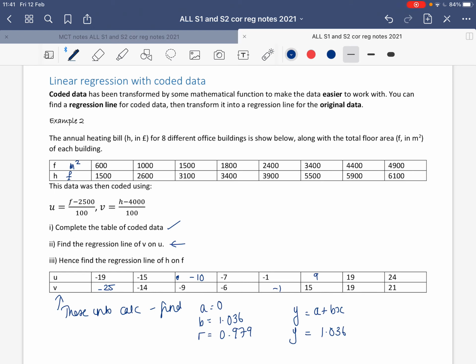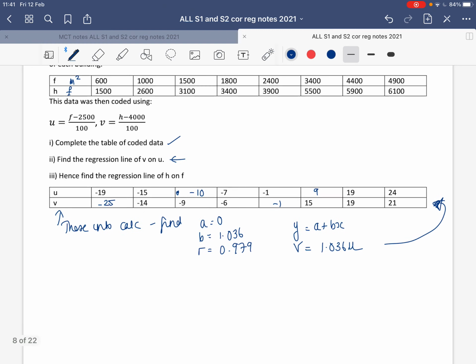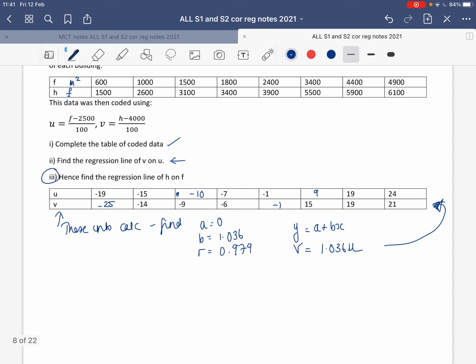So our regression line becomes V equals 1.036x. And I've just written Y and X because I'm programmed. So X is U, Y is V. So we get that. So that's the regression line of V on U. So it's a regression line for this data here. Now we want to transform it back for part 3 to find the regression line of H on F.